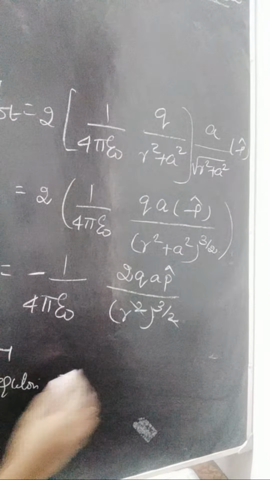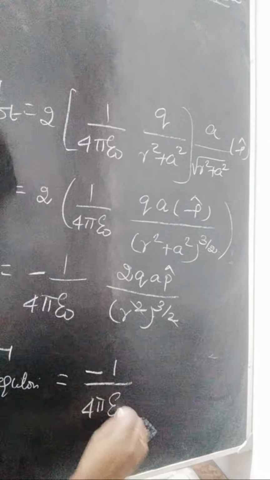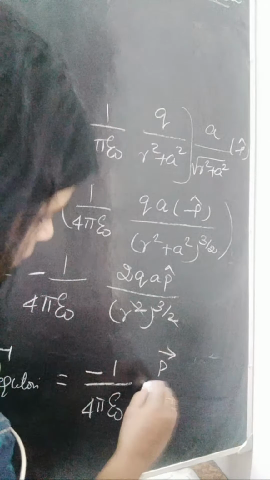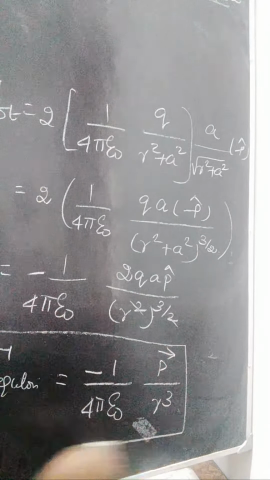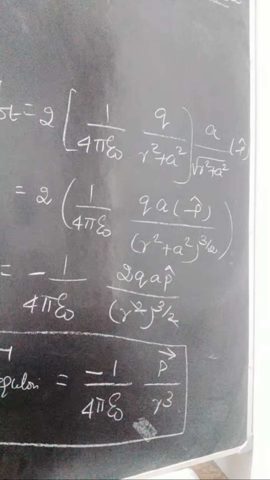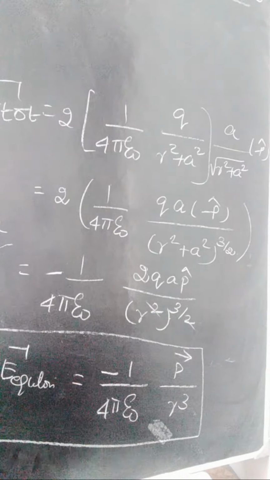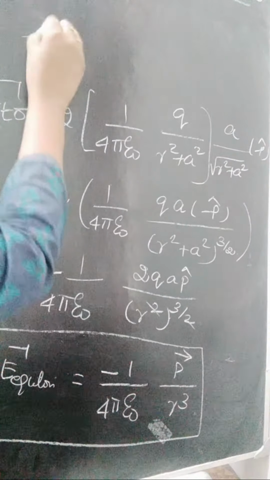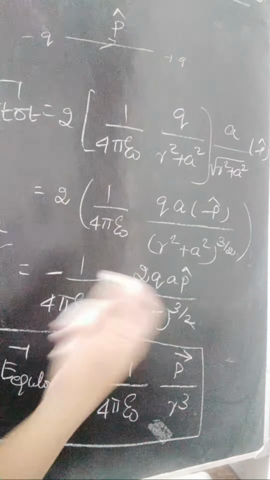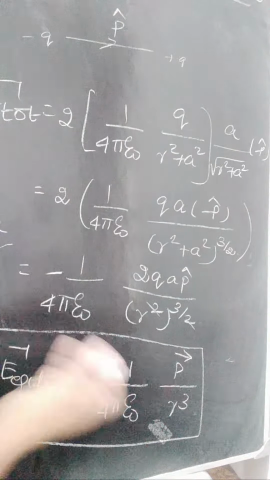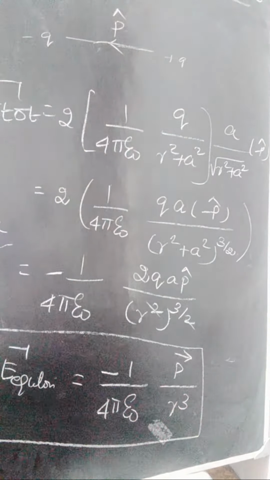Very good. Dipole moment. So E equatorial will be minus 1 by 4 pi epsilon naught p vector divided by r cube. Yes or no? See here we are having minus p vector, right? Always we take the dipole moment from minus q to plus q. When I am taking the minus of p vector, then it will lie from plus q to minus q. Can you check in the figure?